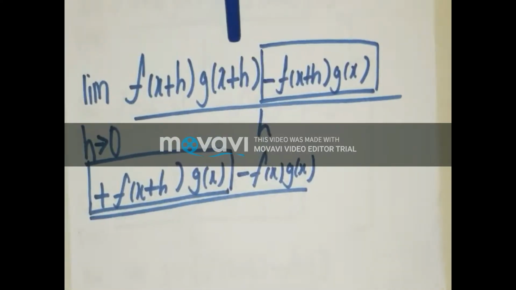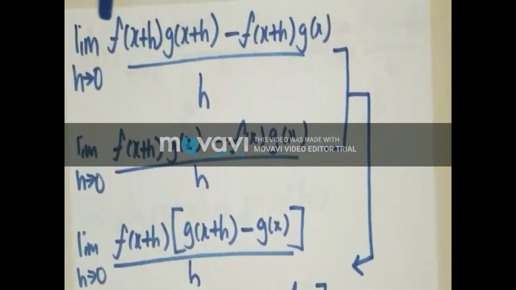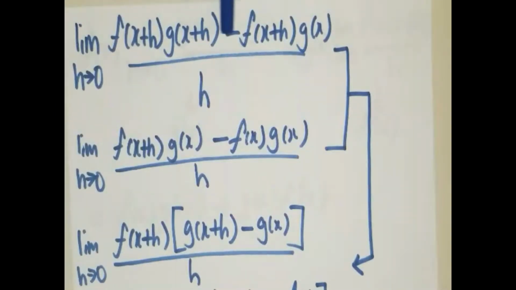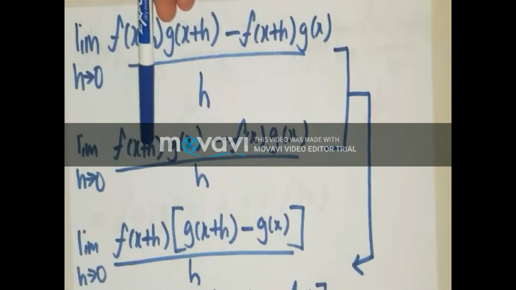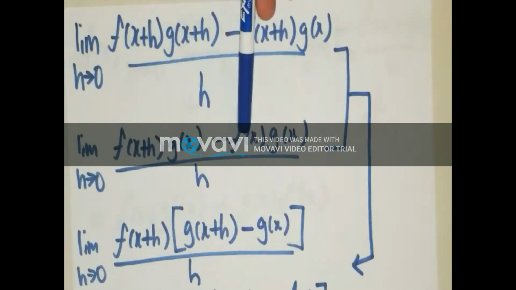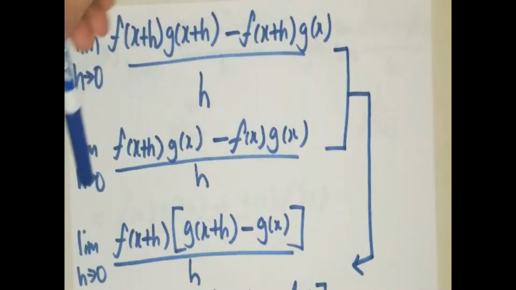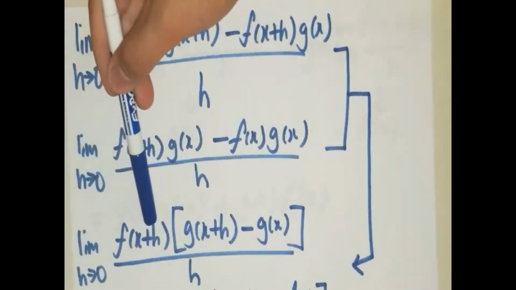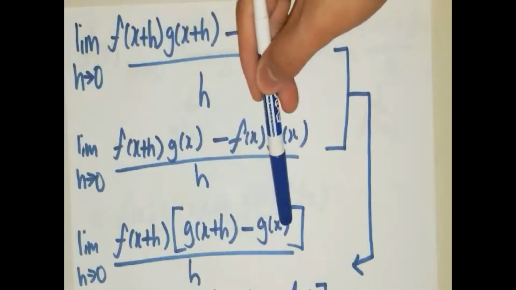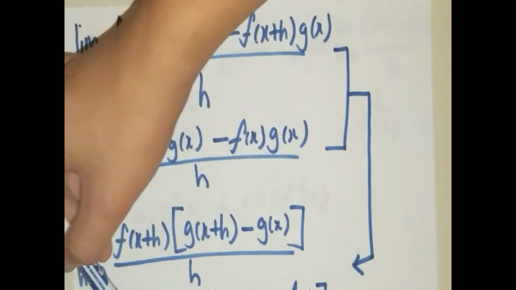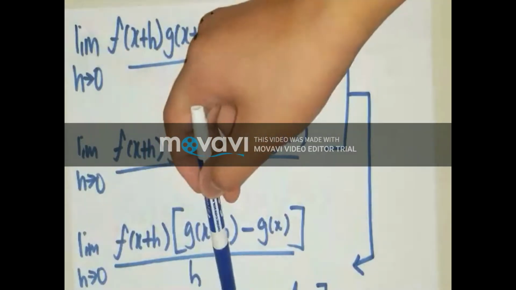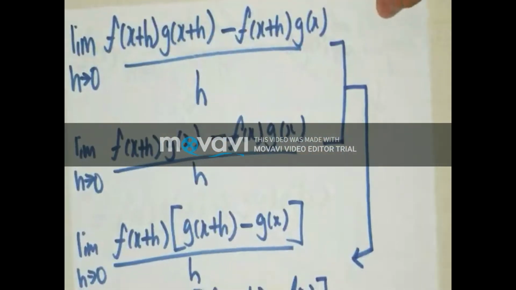By separating this equation into two pieces, it will be the limit as h goes to 0 of (f(x+h) g(x+h) minus f(x+h) g(x)) over h, and the limit as h goes to 0 of (f(x+h) g(x) minus f(x) g(x)) over h. By taking out f(x+h) for the first piece and g(x) for the second, it's going to be the limit as h goes to 0 of f(x+h) times (g(x+h) minus g(x)), and the limit as h goes to 0 of g(x) times (f(x+h) minus f(x)) over h.